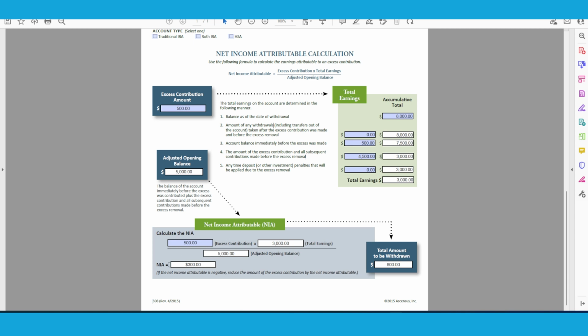So doing this math, our net income attributable is $300. So we need to take out the excess plus our net income attributable, which is $800. So that was example number 1.